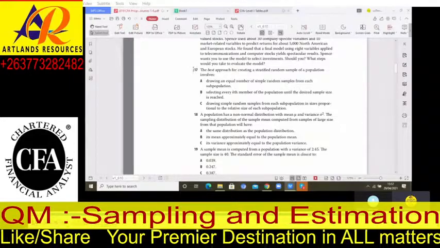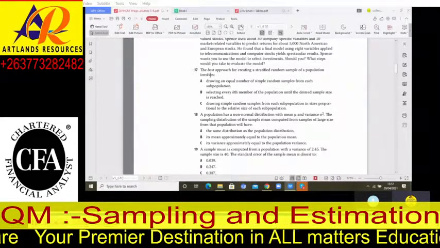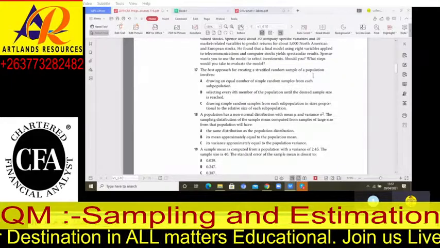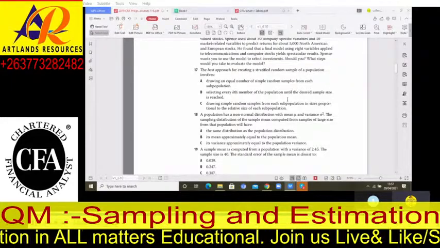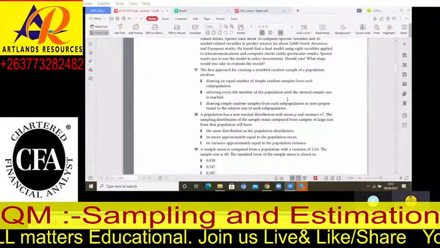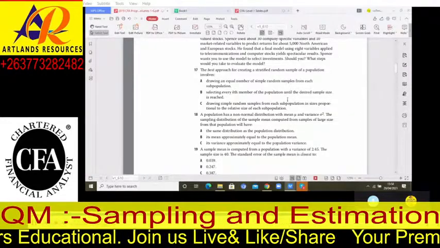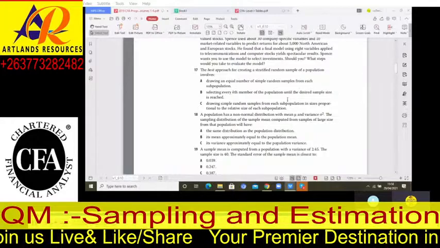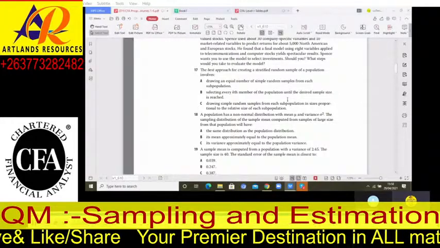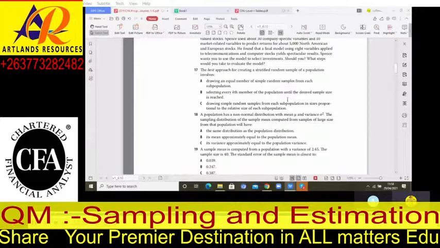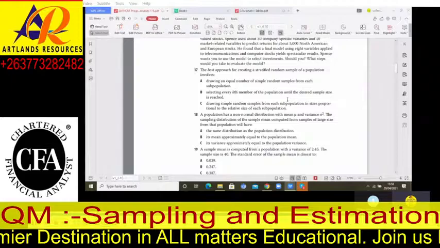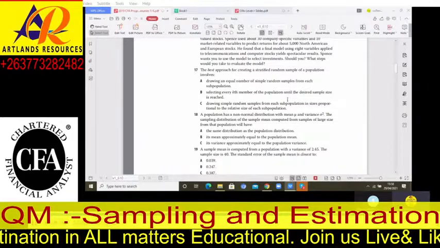Now, multiple choice questions normally mirror what you are actually going to face. The best approach for creating a stratified sample of a population is, I said stratified sampling is when you first group your observations into non-overlapping groups, which are known as strata, and then you draw samples in each stratum. So what is the answer to question number 17?